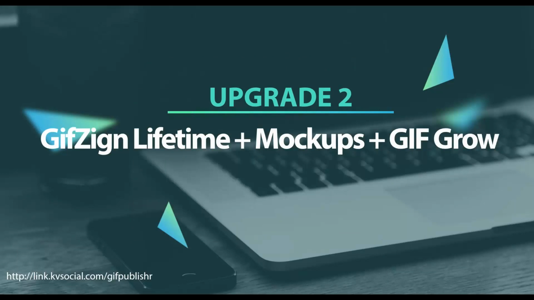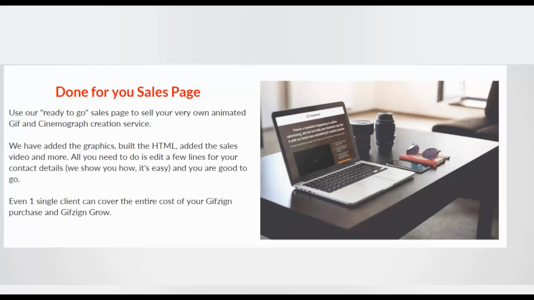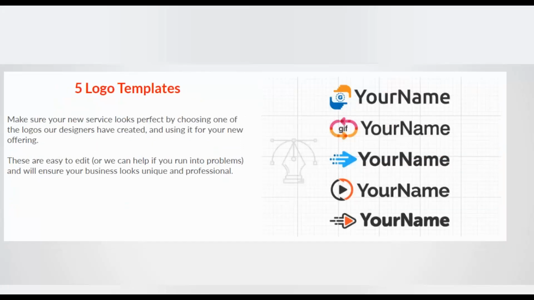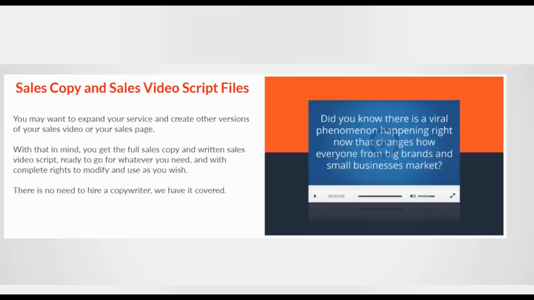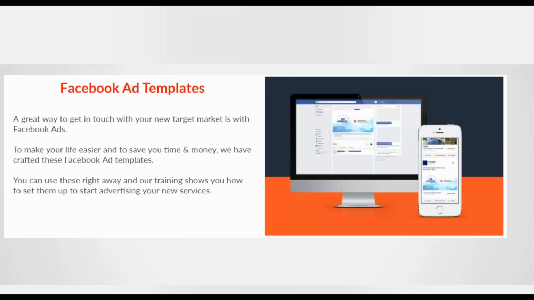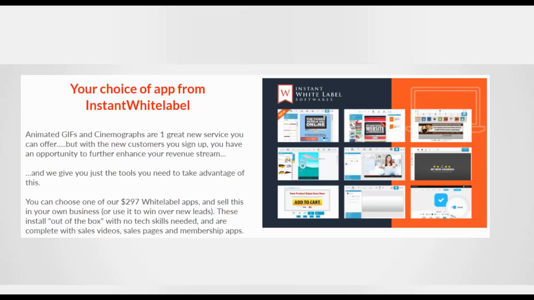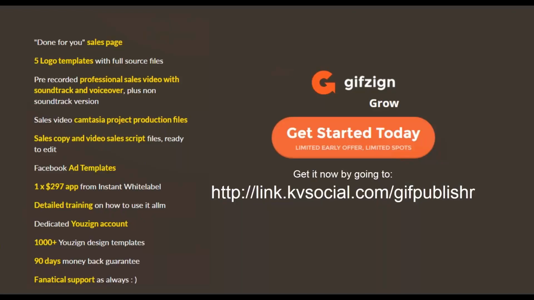All right. So upgrade number 2 is the GIF sign lifetime. So for those who missed GIF sign when it was released a couple of months back, you'll be able to get this here, and this includes the mock-up upgrades and the GIF grow as well. So with this, you'll be able to get 5 logo templates ready to go: sales video and scripts, sales copy and sales video script, Facebook ad templates. Of course, all of this is going to be included for you with the GIF design grow.